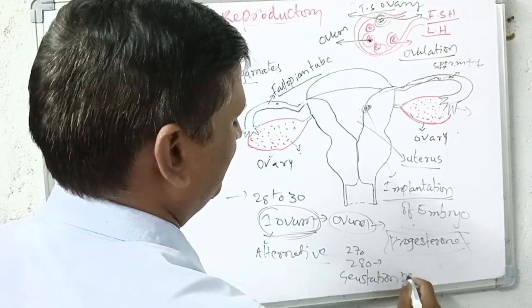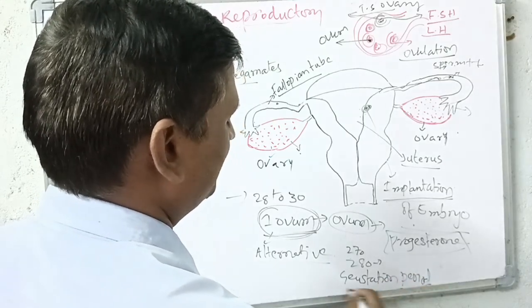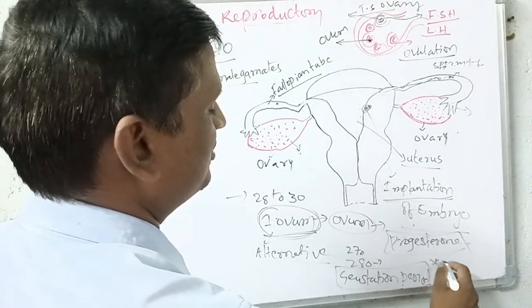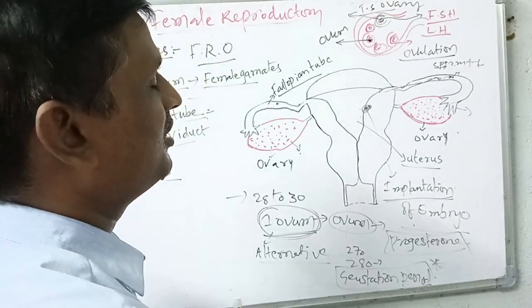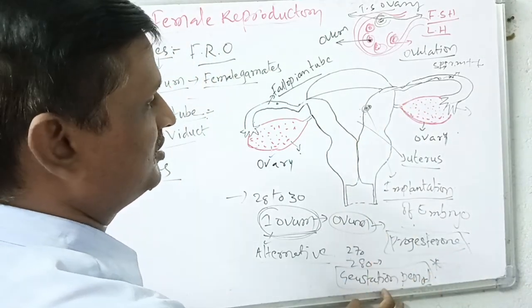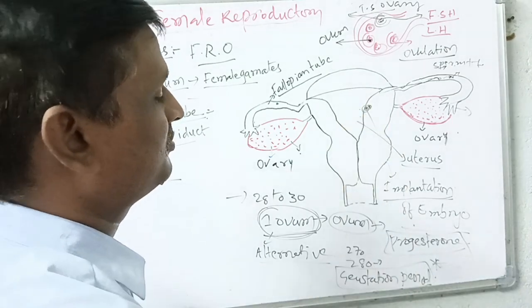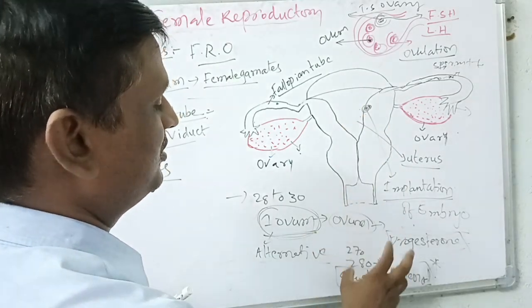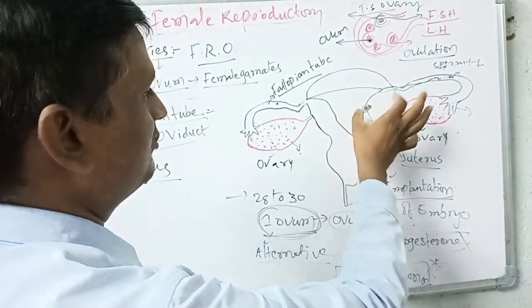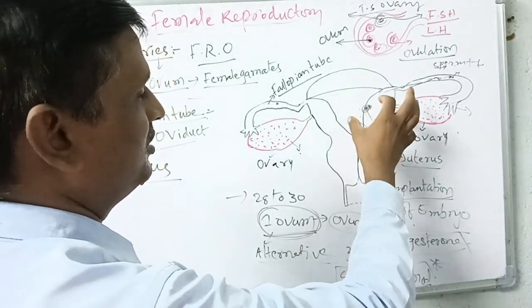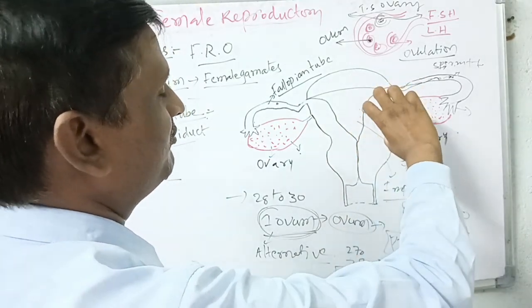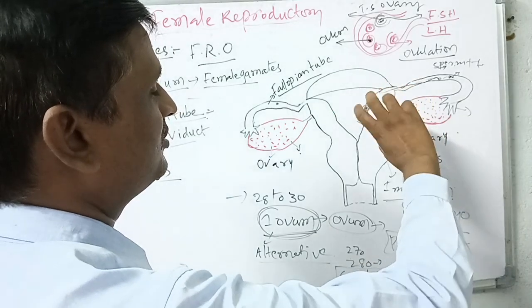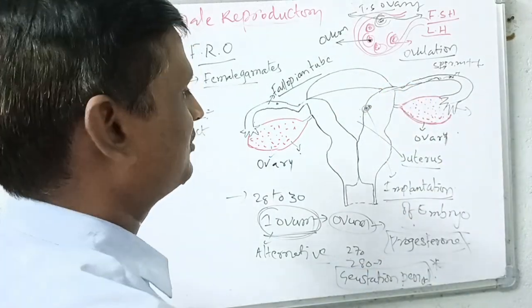This period is called the gestation period. The gestation period means the period required for the growth of the embryo into a child. This gestation period takes 272 to 280 days, or 9 months. So in this gestation period, the embryo will be transformed into the fetus. The fetus will be transformed into the child.